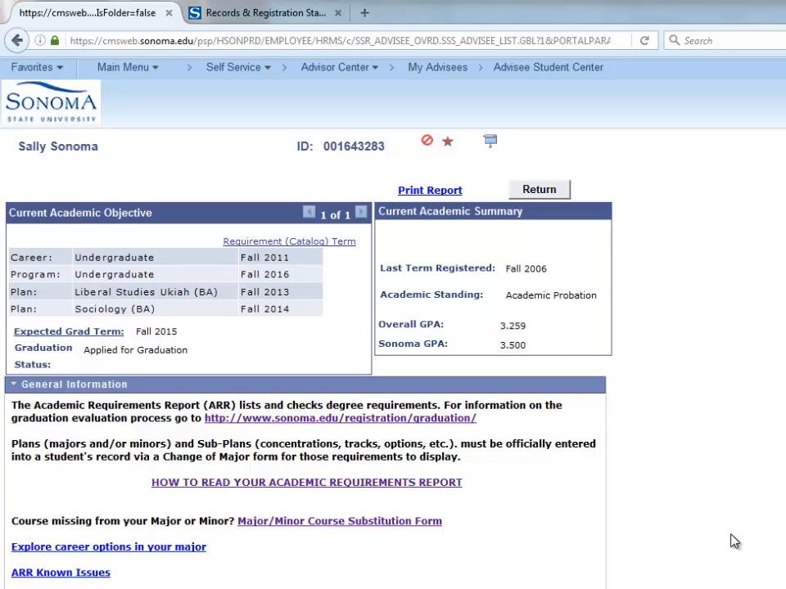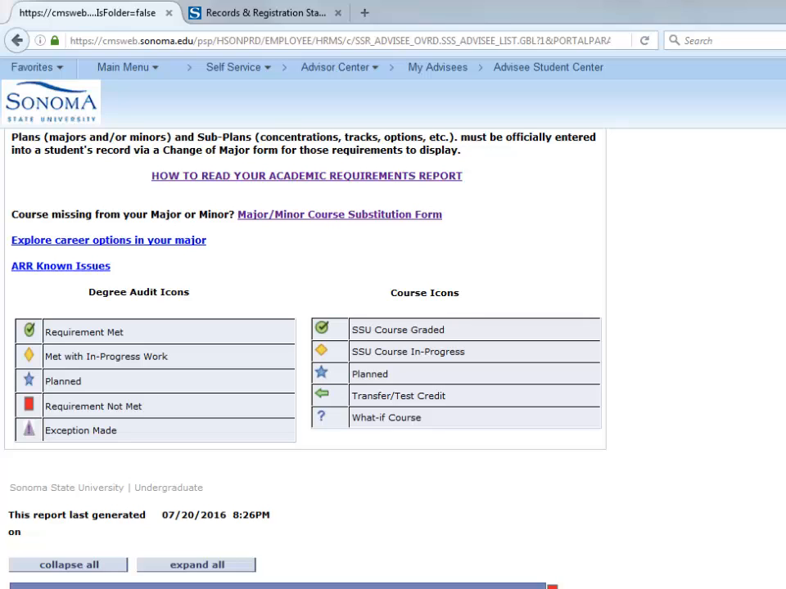At the top of your ARR, you will see your major, a minor if you have one, your graduation status, your academic standing, and your overall and Sonoma GPAs. When you scroll down, you will see the list of icons that are used on the ARR.